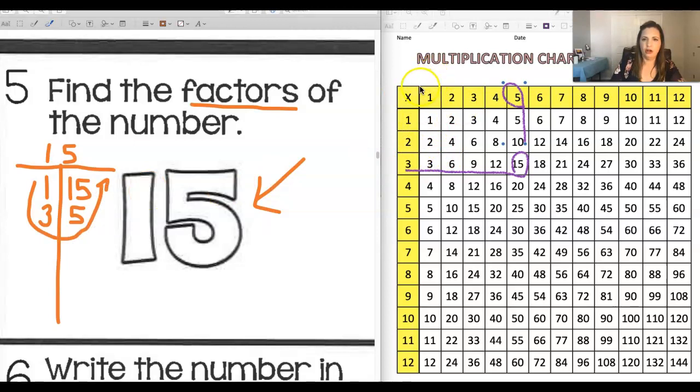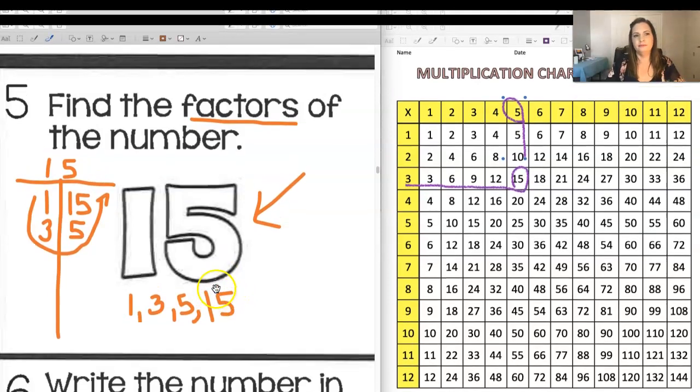So if we look, our multiplication chart doesn't go all the way up to 15. It only goes up to 12. So 1 and 15 won't be on your multiplication chart, but we can see that 3 and 5 are. So your factors of 15, you're going to say 1, 3, 5, 15. And the reason I draw the arrow like this, like a giant U, is that if I write my numbers like that, 1, 3, 5, 15, it puts them in order for me and there's no thinking involved.